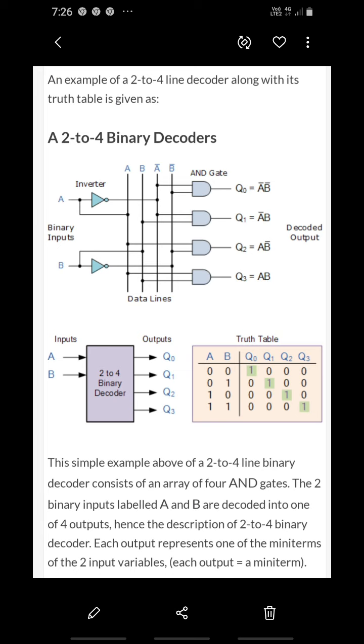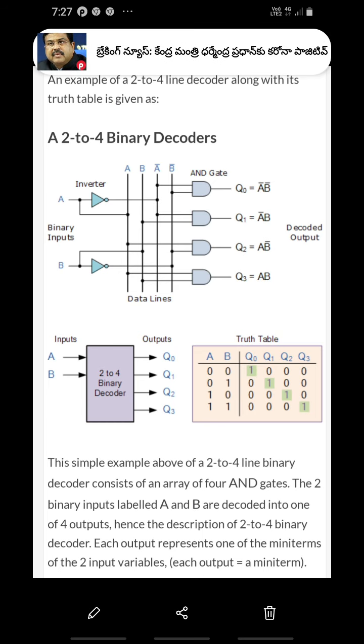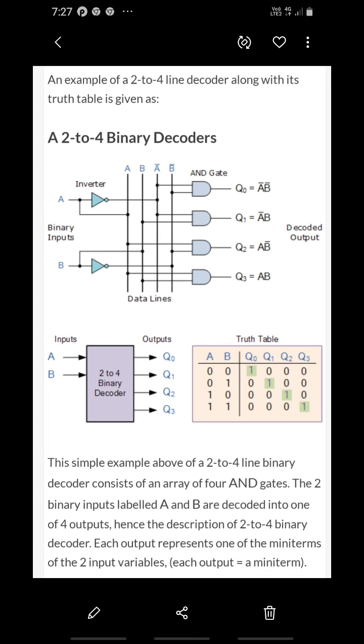Before I explain the decoder information, we know it contains n inputs and 2 power n outputs. So here n is equal to 2, and 2 power n means 2 power 2 is equal to 4. That means it contains 2 different inputs and 4 outputs. So in the symbol, A and B are the inputs and the outputs are Q0, Q1, Q2 and Q3.